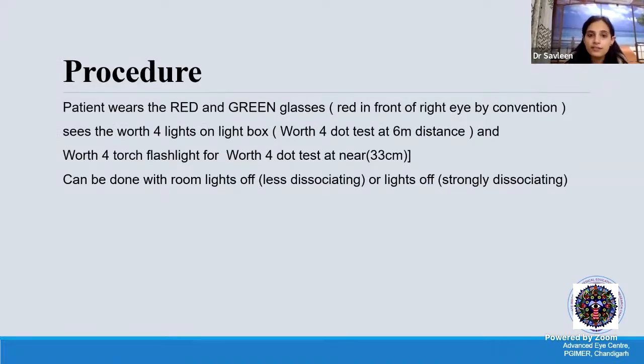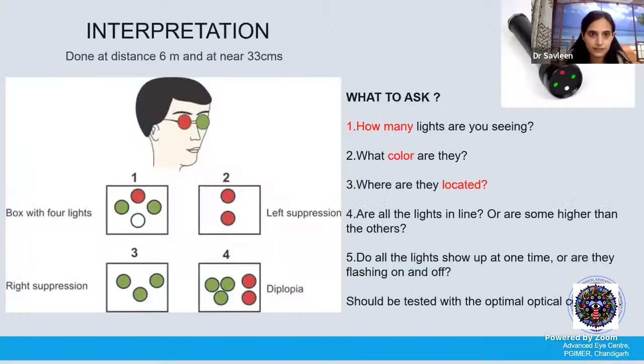So the patient wears the red-green glasses. We have dissociated the two eyes. And now you make them see the 4 lights on the light box. For distance, there are usually 4 lights, but if you're using a Wirtz 4 dot for near, there are 3. So that's actually known as a Wirtz 4 torch flashlight test. And you can do it with room lights on also and off also. But if you have them off, there are no peripheral clues. So it can be a very strongly dissociating test.